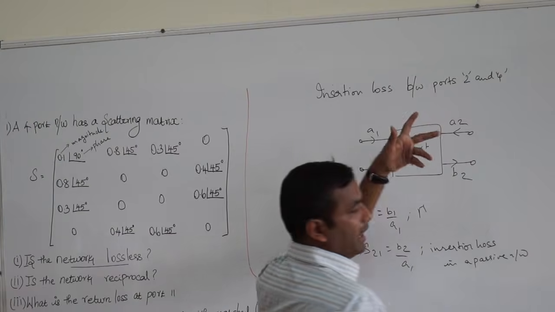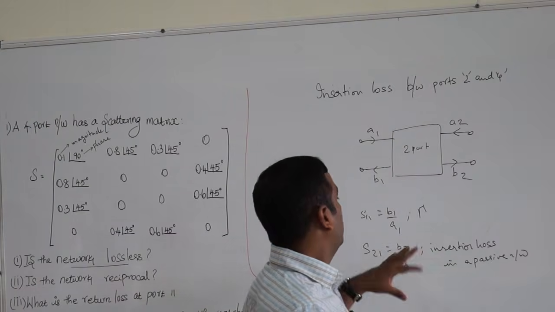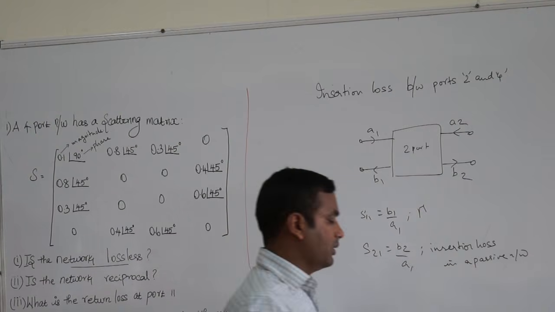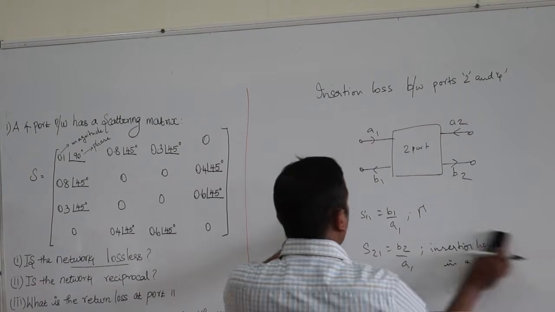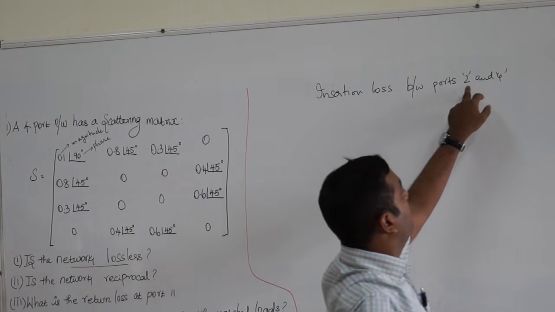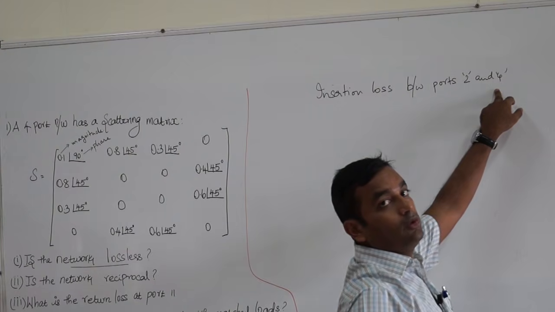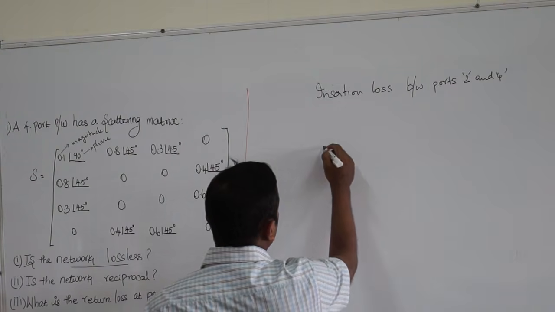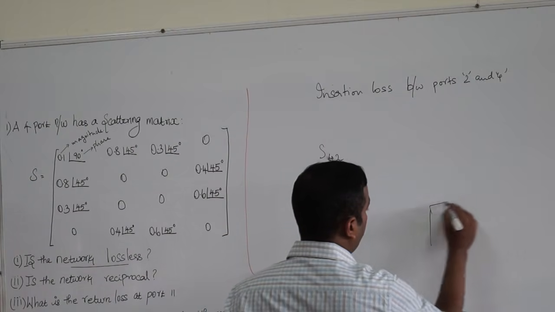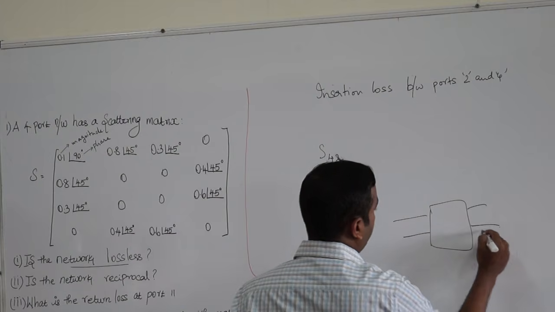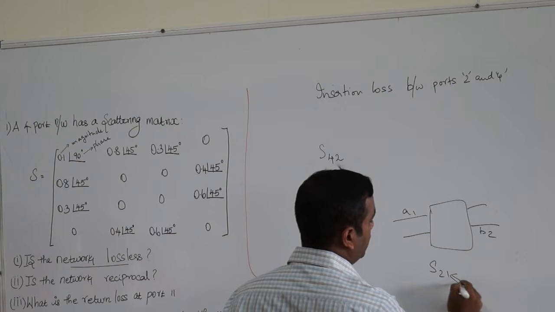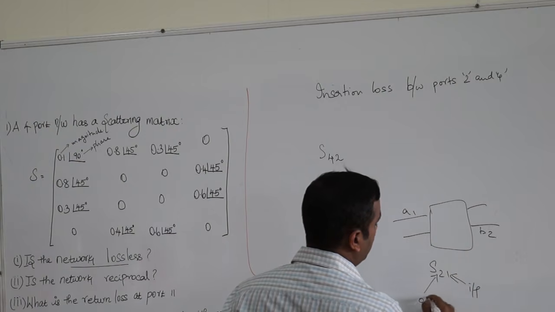Suppose you have an amplifier or an active network, then it may represent something called gain. But B2 by A1 is nothing but the insertion loss inserted by the network. So S21 is for a two-port network. What we are going to find out is the insertion loss between port 2 and 4. So port 2 and 4, what is the input port? S42. Because if you have a two-port network, B2 by A1 is nothing but S21, which is your insertion loss. 1 represented your input, 2 represented your output.